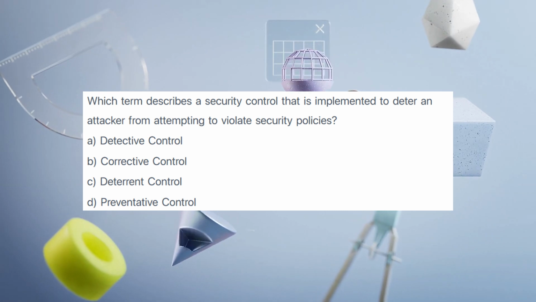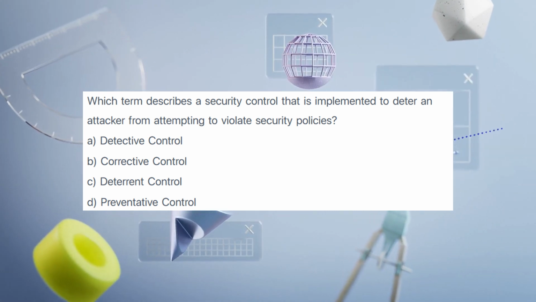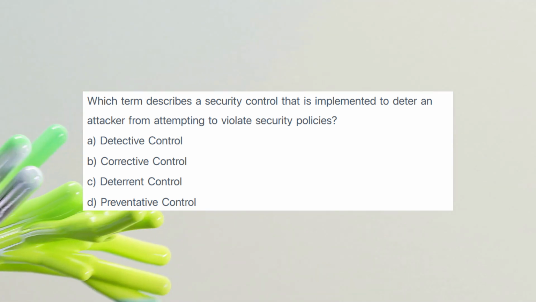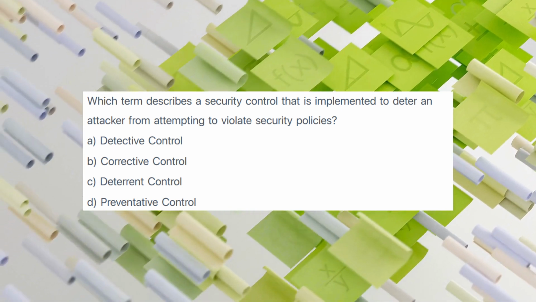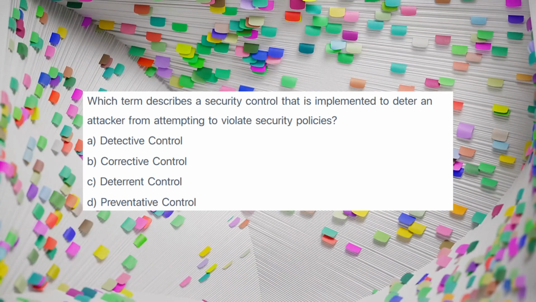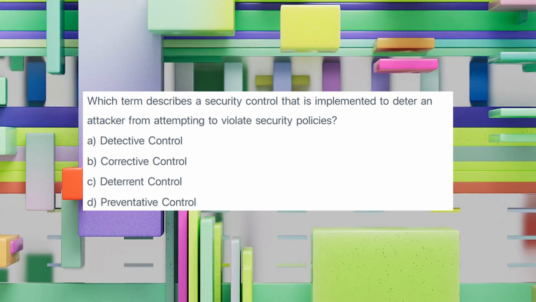Which term describes a security control that is implemented to deter an attacker from attempting to violate security policies? A. Detective control. B. Corrective control. C. Deterrent control. D. Preventative control. Take a moment to think.